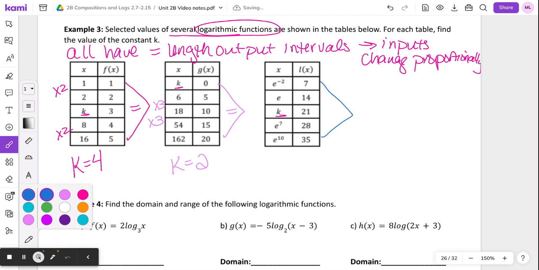In the last table, a little trickier maybe. Equally spaced output intervals. So think about this. We're multiplying. And since these are all base e, when we multiply bases that are the same, you would add exponents. So when you go from e to the -2 to e to the 1, we multiplied by e to the third, because that's what you would add to -2 to get 1. Similarly here, we're multiplying by e to the third to go from e to the 7th to e to the 10th. So to get k, we'd have to do e times e to the third, which would be e to the 4th, which then makes sense because if I do e to the 4th times e to the third, I'd end up with e to the 7th.